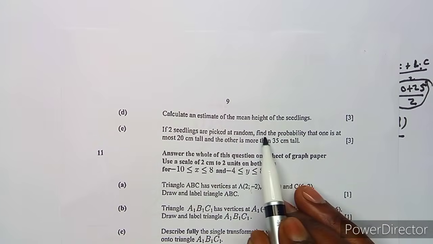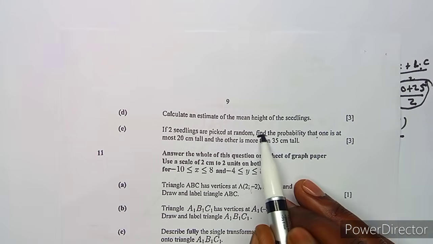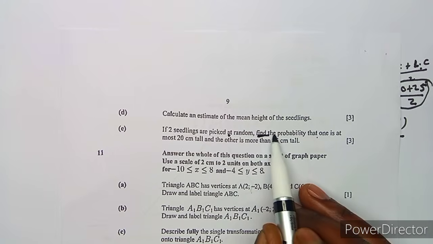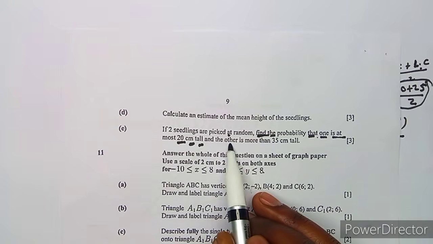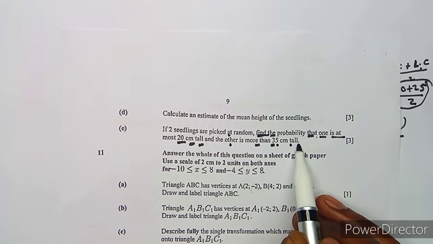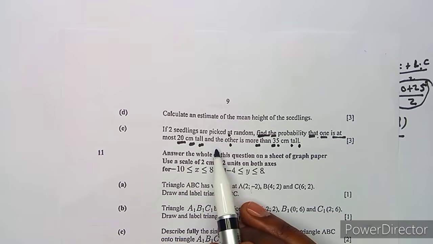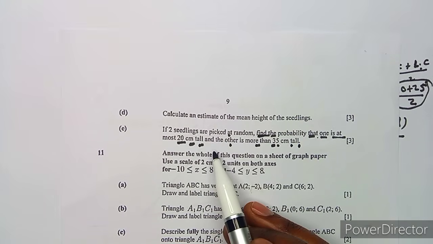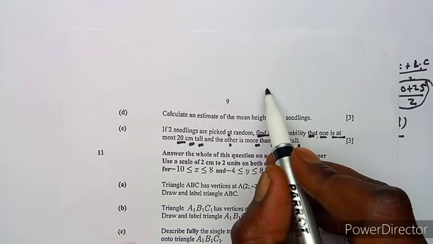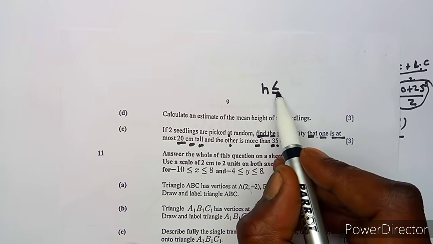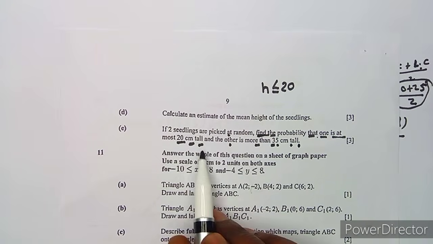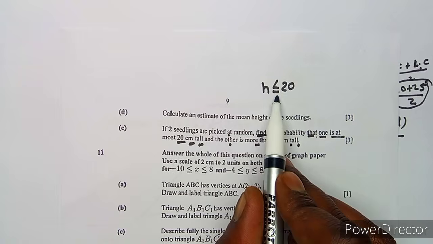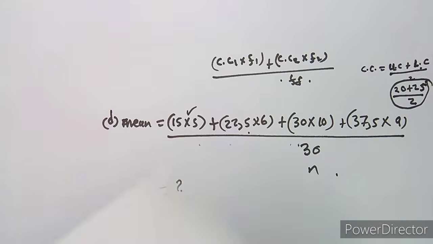If 2 seedlings are picked at random from the population, find the probability that one is at most 20 centimeters tall and the other is more than 35 centimeters tall. When we say at most, that means the highest value that we can have. So you're talking of a height that is less than or equal to 20 centimeters, the highest possible height that we can have.